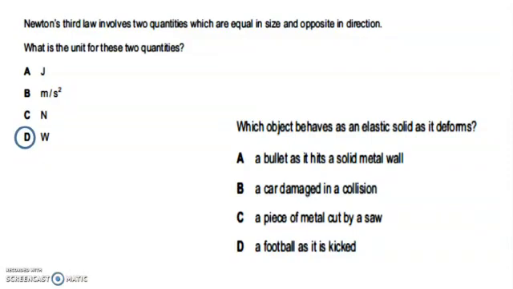Which object behaves as an elastic solid as it deforms? Options are A, a bullet as it hits a solid metal wall, B, a car damaged in a collision, C, a piece of metal cut by a saw, and D, a football as it is kicked. The correct option is D.